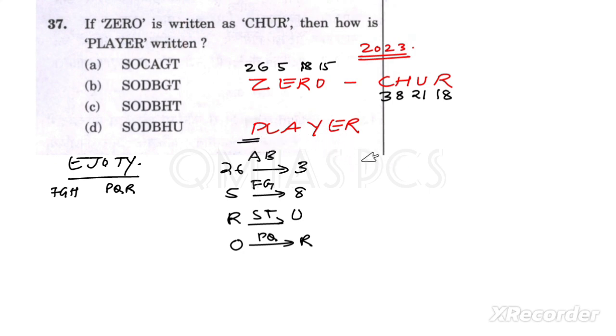So answer will be S. L, M, N, so it will be O. A, B, C, then answer is D. Y, Z, A, answer will be B. E, F, G, answer is H. R, S, T, answer is U. So S, O, D, B, H, U. Again, we are getting D option.